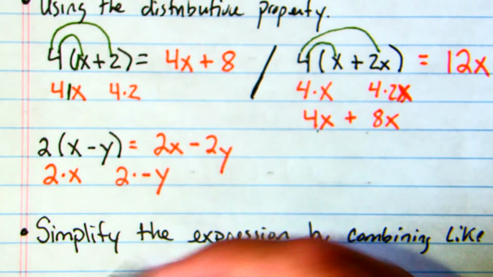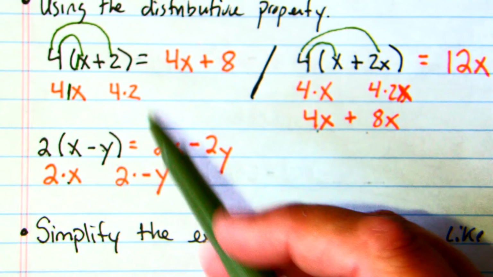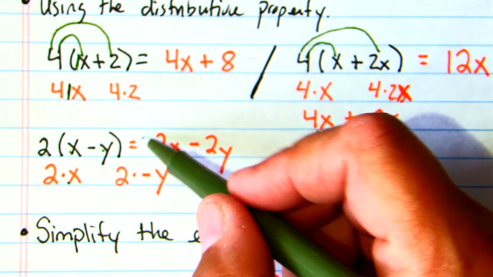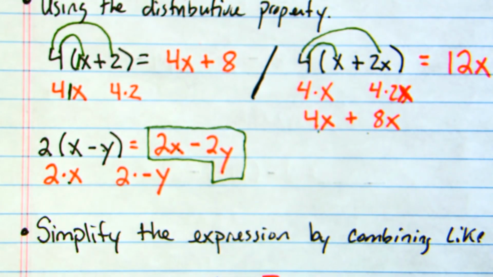And then this last one, when I distribute 2 times x and I get 2x, 2 times negative y and I get negative 2y, this is my answer. I can't carry this any further for the simple fact of x and y are not like terms. So I can't do anything on that.